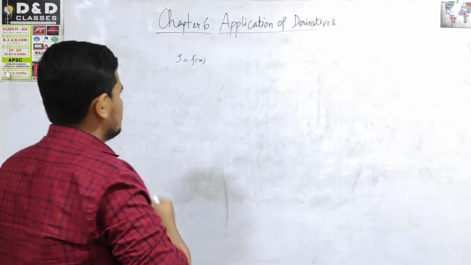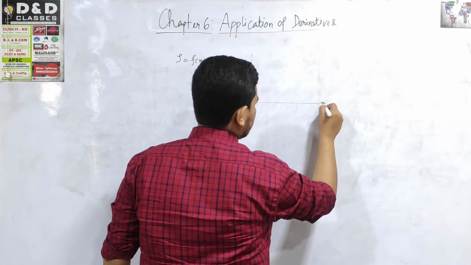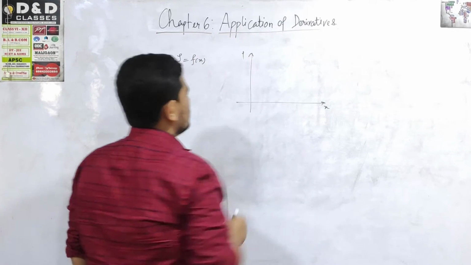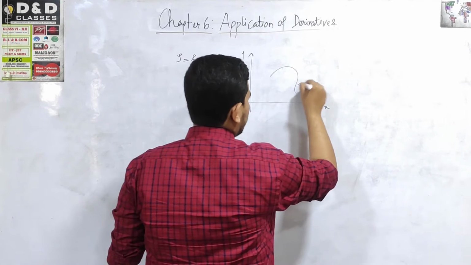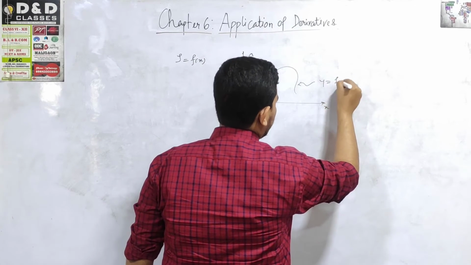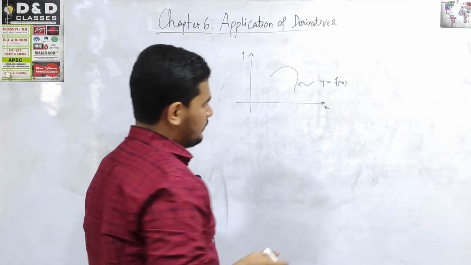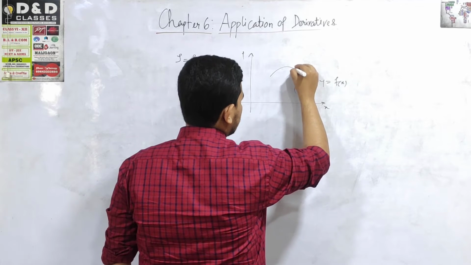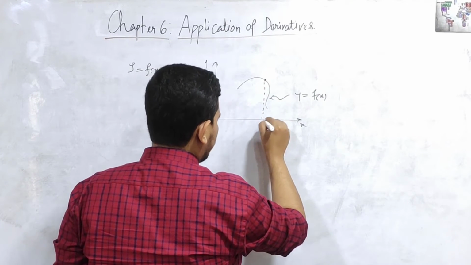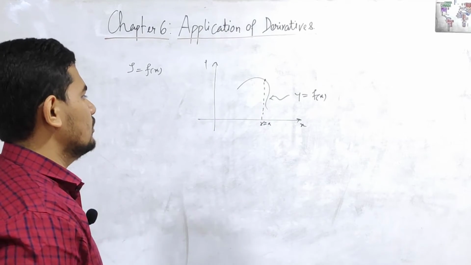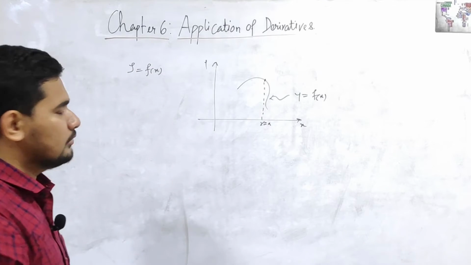So to find out the tangent or normal, let's suppose this is any arbitrary curve, y equal to f of x. To find out tangent and normal at any point, let's suppose this is a point which is x equal to a. To find out the tangent, all you need to do is find out the slope of the tangent.